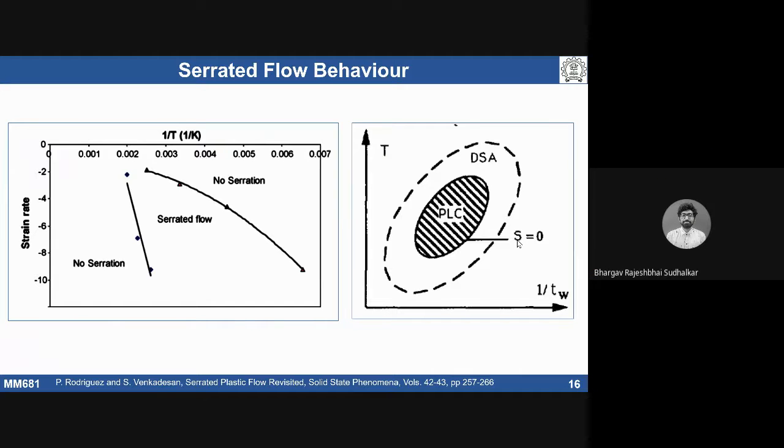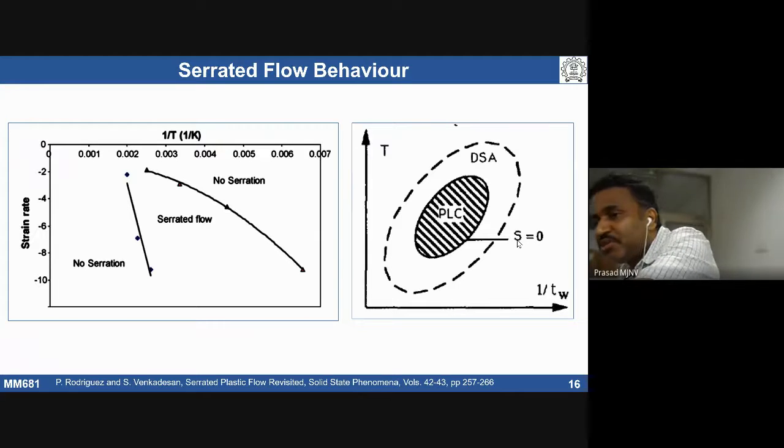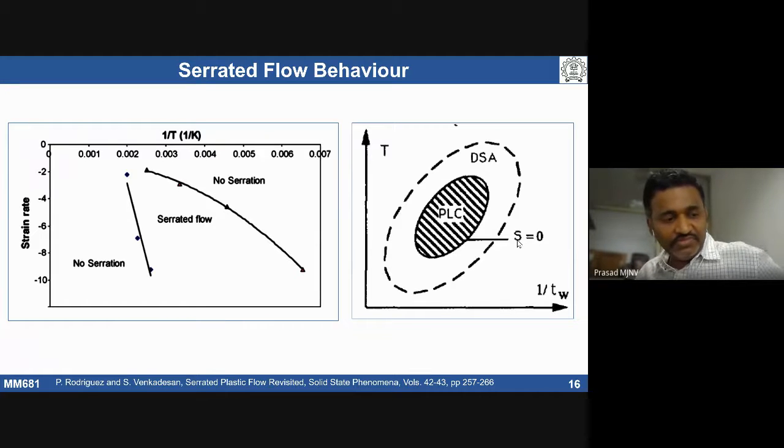Sir, PLC and dynamic strain aging are essentially solute effects, right? So without solute, this won't happen. Not necessarily solute; precipitates also play a role. Fine precipitates also. There is a lot of debate whether precipitates can also give it or not. Both solute atoms and precipitates interacting with the dislocations can play a role in dynamic strain aging.